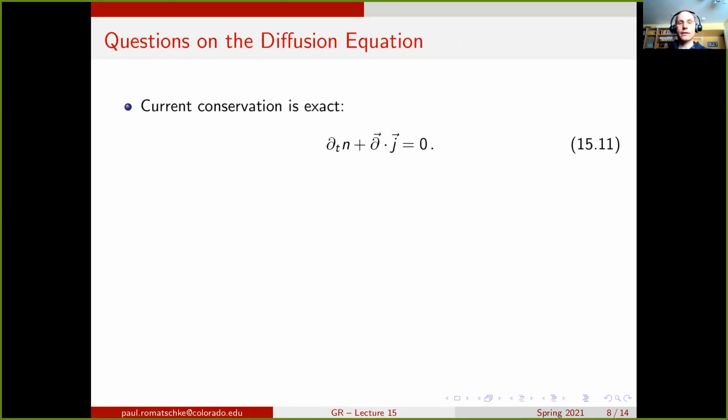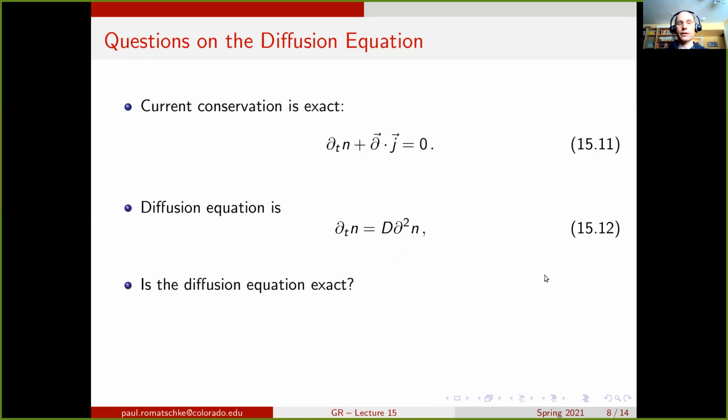Let us now ask some questions concerning the diffusion equation that we have derived in this way. We said that the current conservation is exact, so that means that the conservation law that we have in equation 15.11 doesn't change. So there's nothing in here that is approximate in any sense of the word, as long as we are in flat spacetime. The diffusion equation that we got was an equation that only involved the charge density n and some diffusion constant, in this case D.